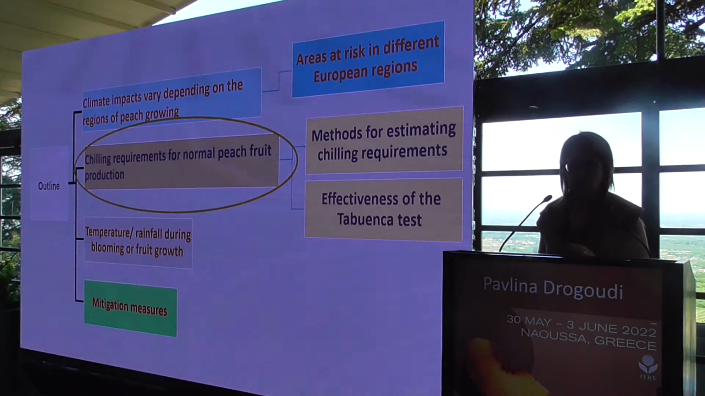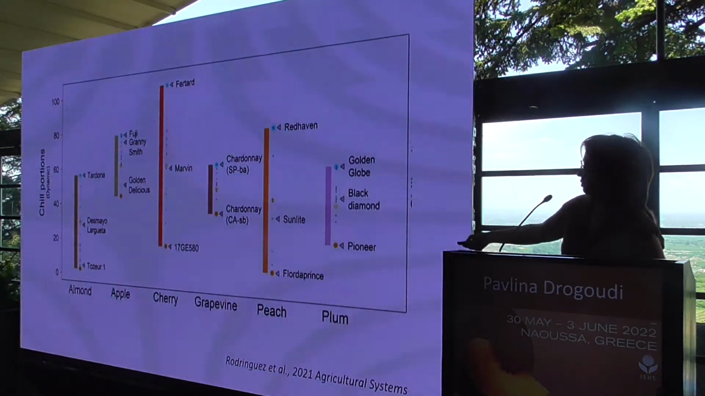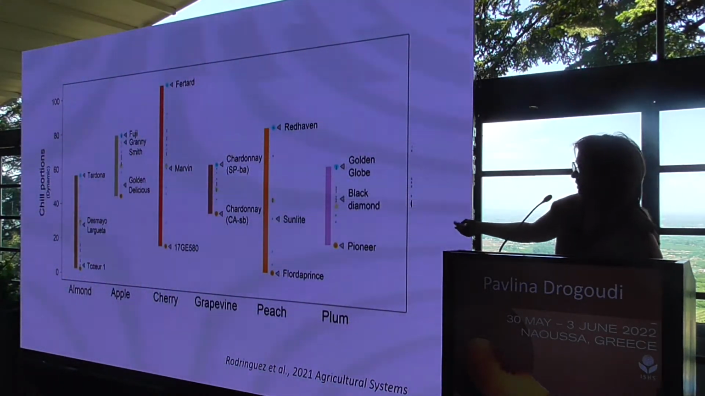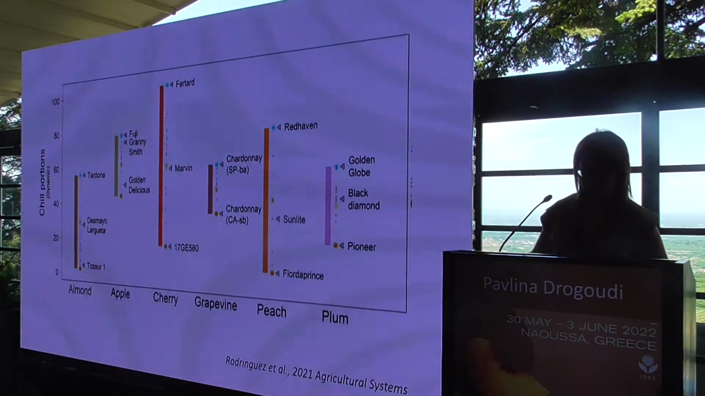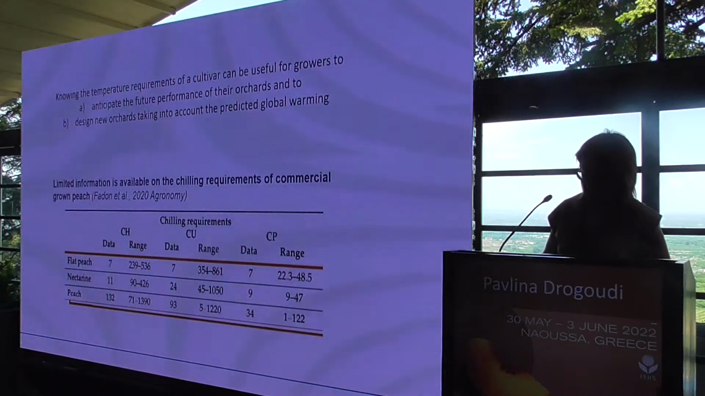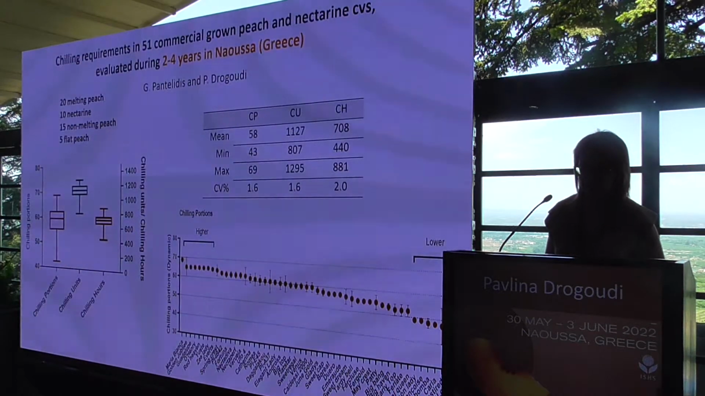So what are the changes? Here is a map that shows how species are related to other fruit species. There is a big variation among cultivars. There are not that many studies that show the chilling requirements with the Tabuenca test.